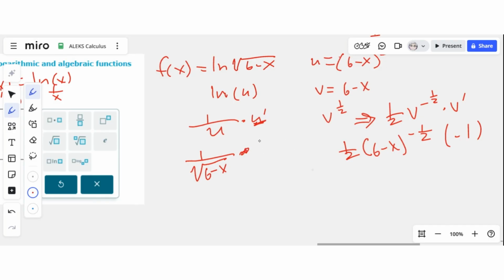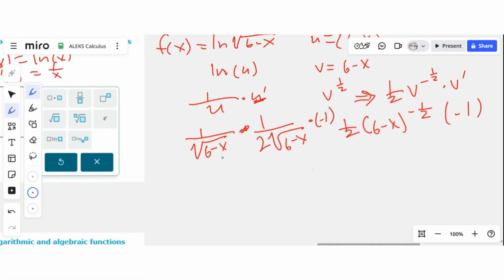So I've got 1 over 2 times the square root of 6 minus x, and all of that times a negative 1. I think we can do some simplifying here. We've got 2 square roots of 6 minus x on the bottom plus that 2. So that's just going to be 2 times 6 minus x. And let's put the negative out front, and we've got that. So that's pretty simple.